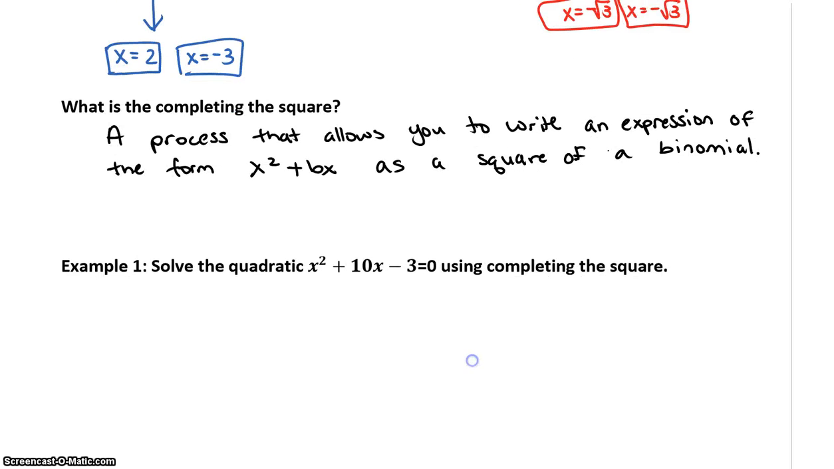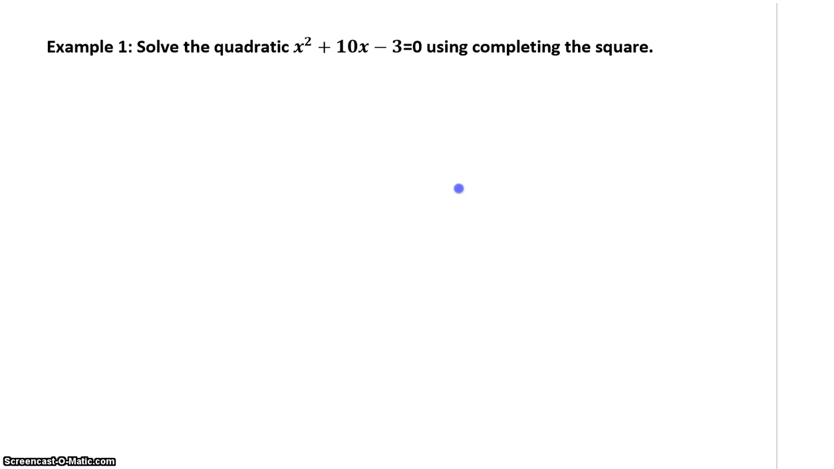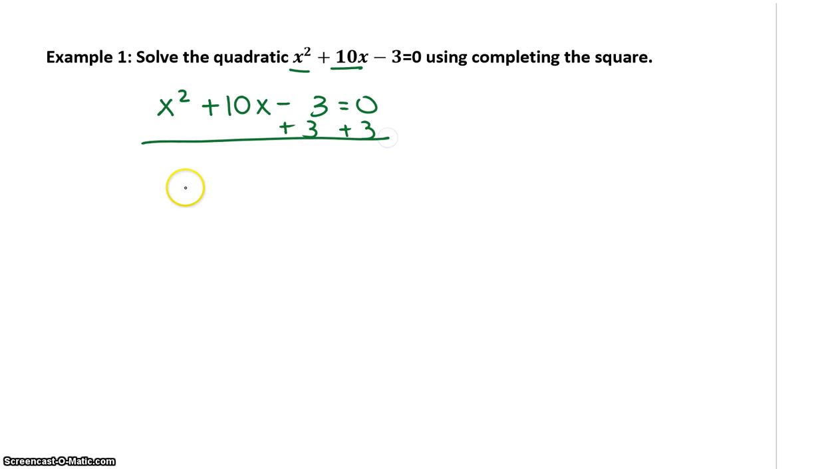So let's start with the following problem. Example 1: solve the quadratic x squared plus 10x minus 3 equals 0 using completing the square. There are several steps that we have to take. First thing we have to do is get the x squared and the x term by itself. So I'm going to move everything else I don't need to the other side of the equal sign. I'm going to rewrite the problem again, and add 3 to the other side because I just want the x squared term and the x term to be on one side.